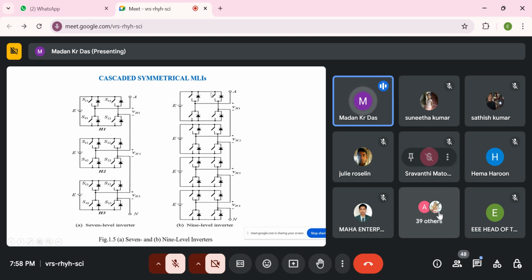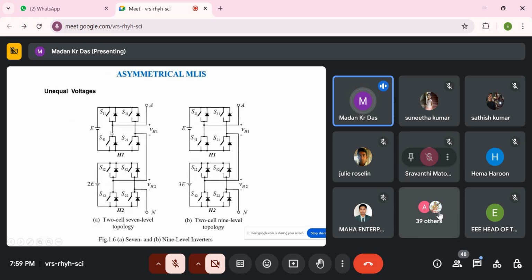For a 9 level inverter, the equal DC link voltage is used to generate the 9 level output voltage. Here there is 1 H bridge, 2 H bridge, 3 H bridge, 4 H bridge: a total of 4 H bridges to generate the 9 level output voltage. But we can reduce the switches by using unequal DC sources. So the next topic is unequal voltage.